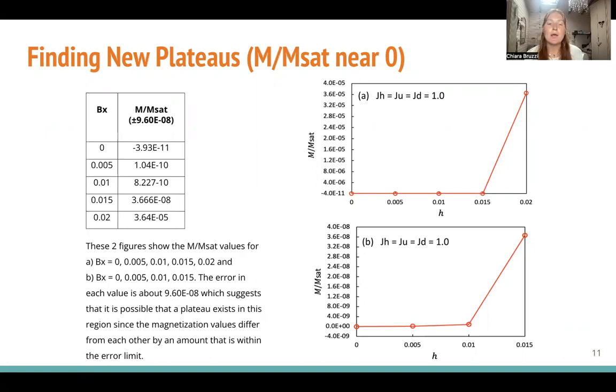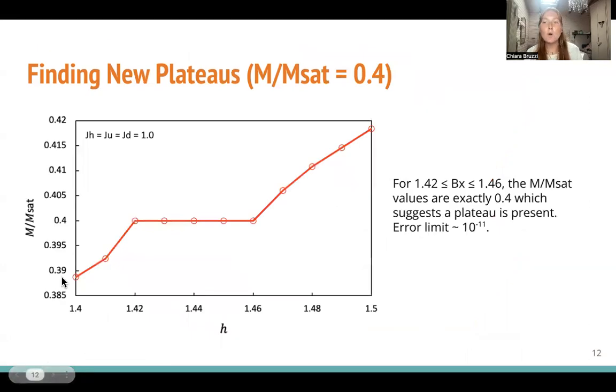And we were able to see that this might be a plateau because between 0 and 0.015, the magnetization values vary by an amount that's within the error limit. So in theory, these could actually all be the same value. It's just that the error limit does not allow for them to be exactly the same. For the 0.4 plateau, what we found was that between 1.4 and 1.6, the magnetization was exactly 0.4. So even though the error limit was 10 to the negative 11, it was exactly 0.4, which also showed that this is perhaps a plateau. But we really wanted to be sure, so we wanted to run a little bit more tests on this to confirm their existence.